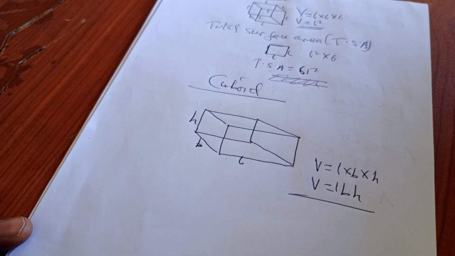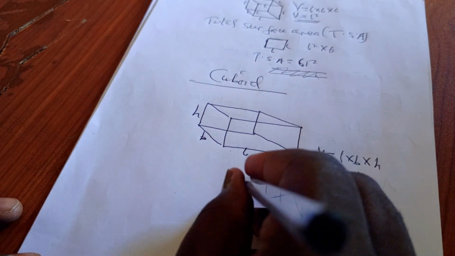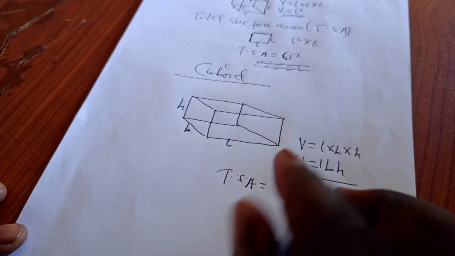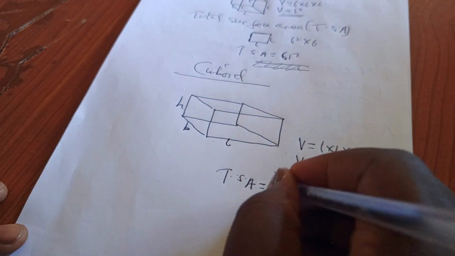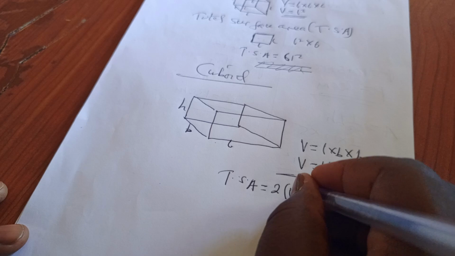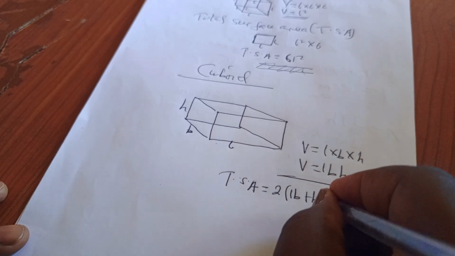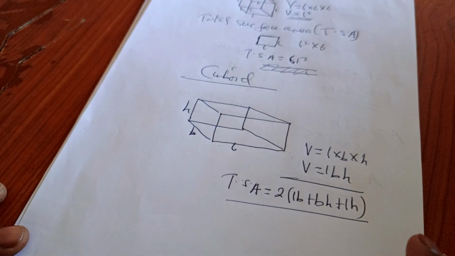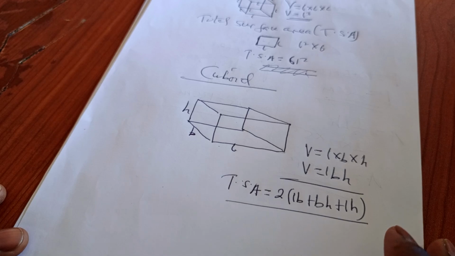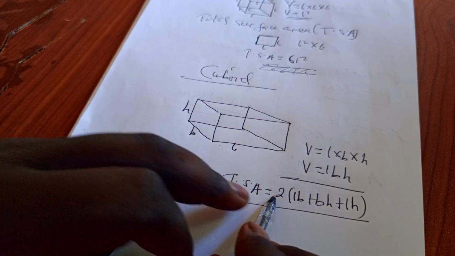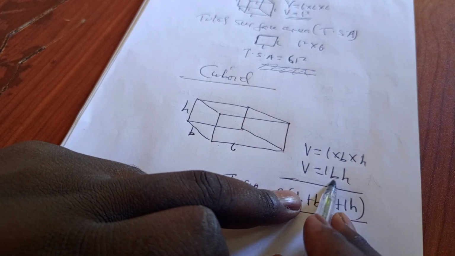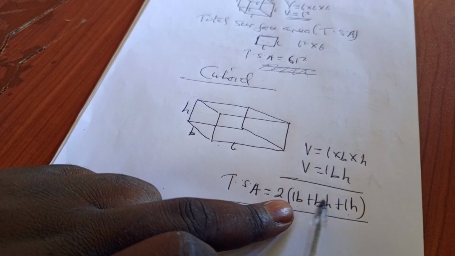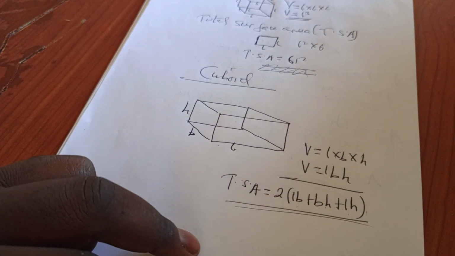When they say find the total surface area, you do this. You say 2, open bracket, if the shape is covered, LB plus BH plus LH, close bracket. So 2 open bracket LB plus BH plus LH. This is the formula for the total surface area of the cuboid.